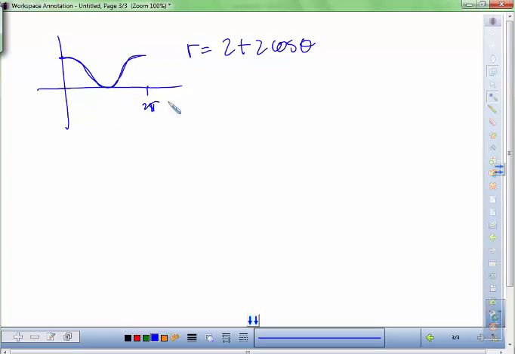So this graph that I drew, a graph of 2 plus 2 cosine theta, does not go negative. But it touches the axis, right? That means your radius will eventually get to zero as it's turning, and it'll bounce back up. So that looks like it should be a cardioid.